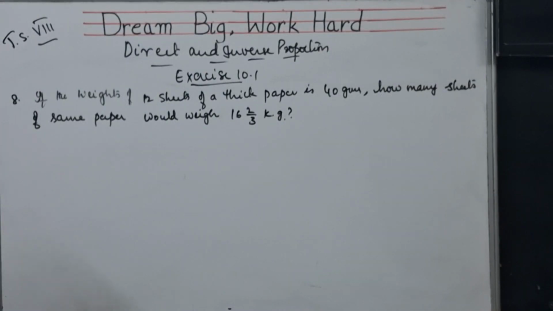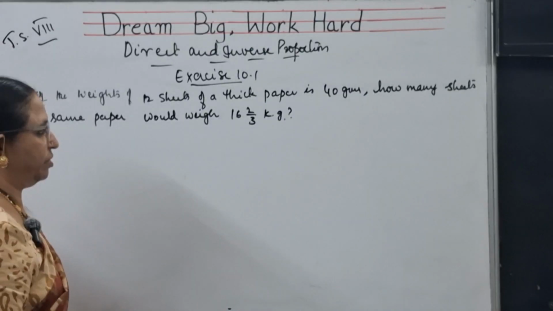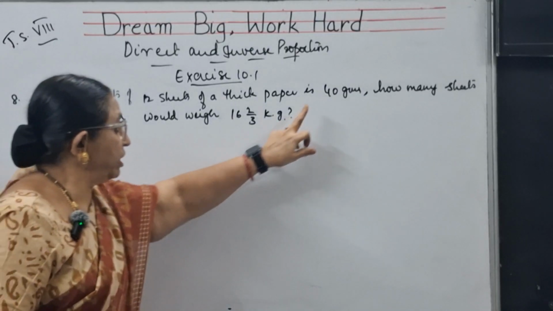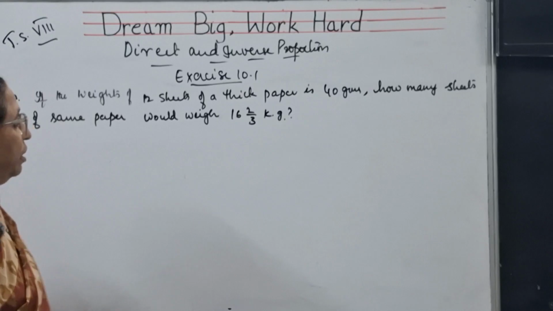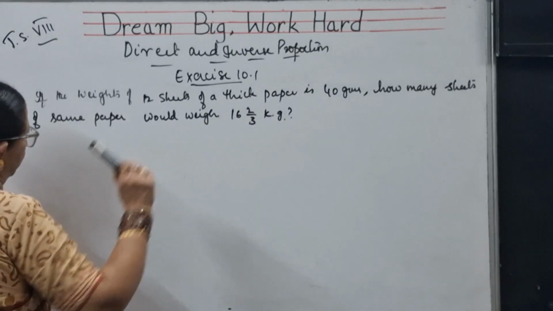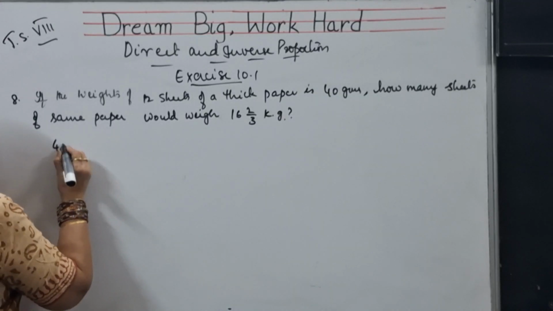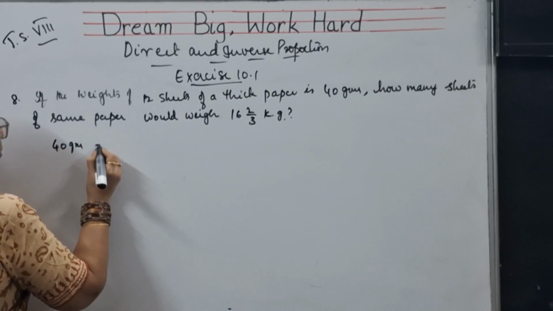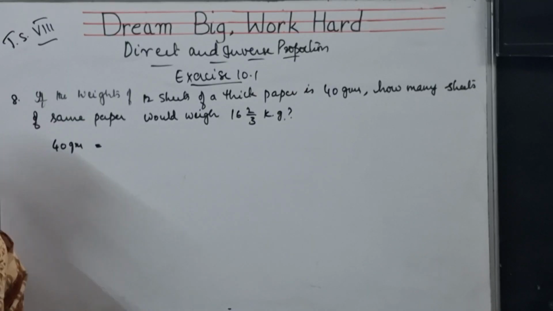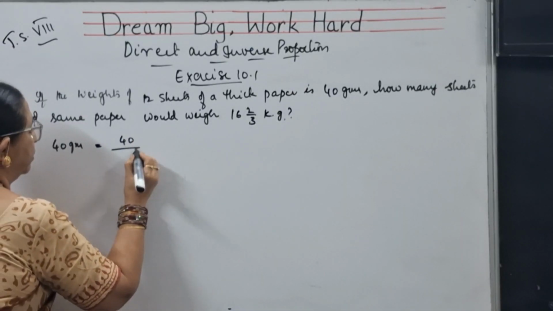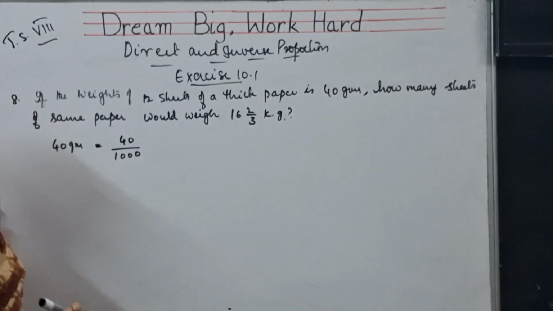Now, eighth problem, children. If the weight of 12 sheets of a thick paper is 40 grams, how many sheets of the same paper would weigh 16 2 by 3 kgs? That is kilograms. See, here weight is in grams and here weight is in kilograms. So, either you convert grams into kilograms or kilograms into grams. If I take 40 grams, 40 grams can be converted into kilograms. How, children? 40 divided by 1000, because we know 1000 grams make 1 kilogram.